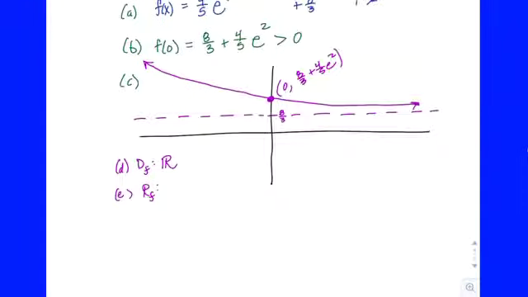Okay, now the range we typically get from the graph. So here's where all of your hard work will pay off. What is the range? Look at your graph. Everything what?